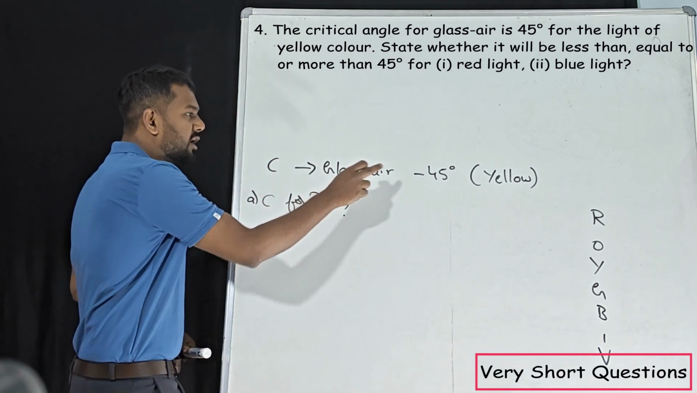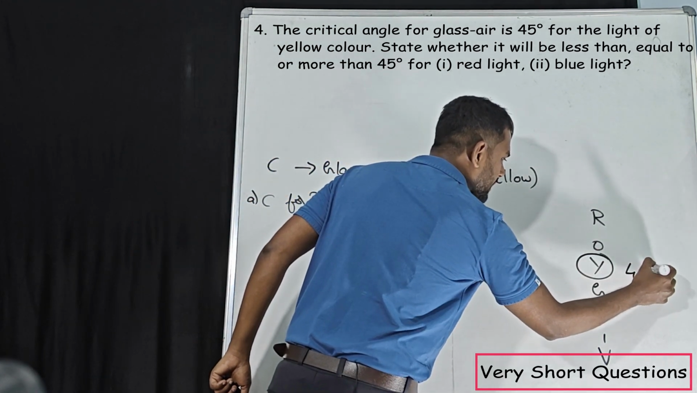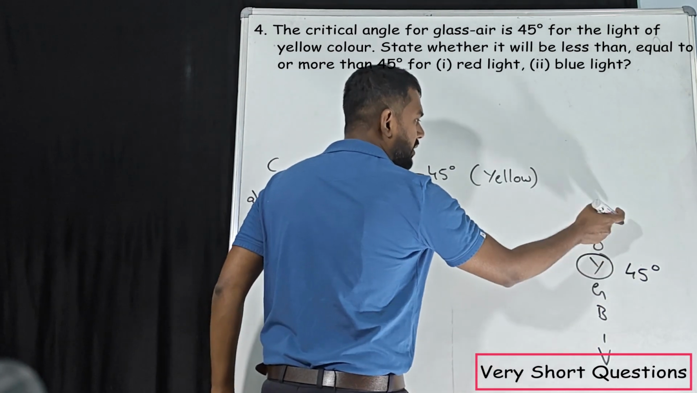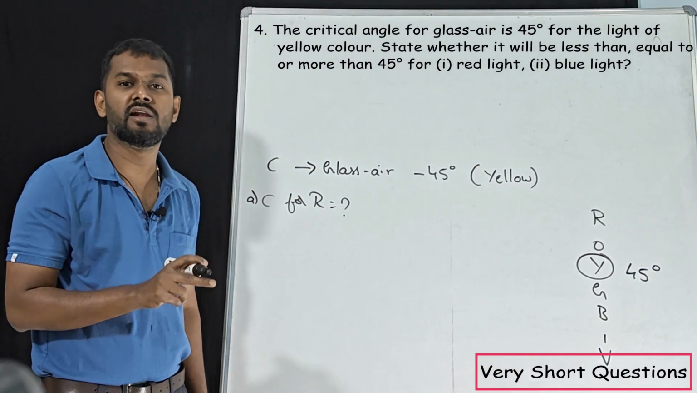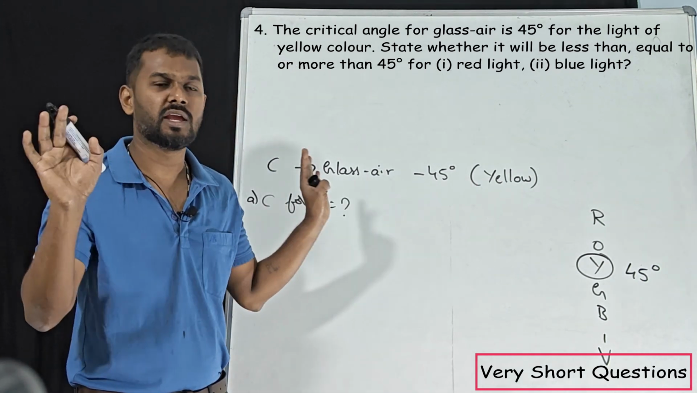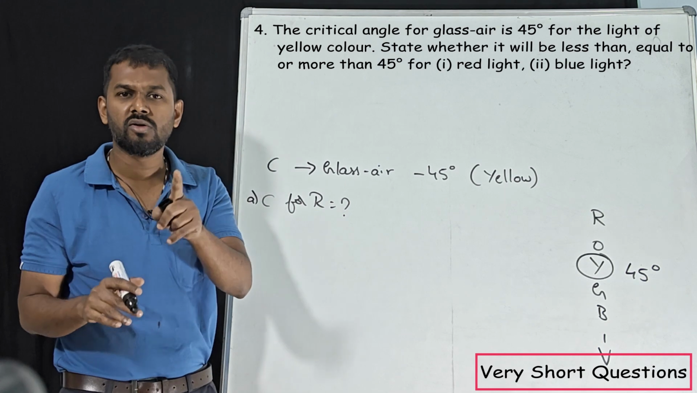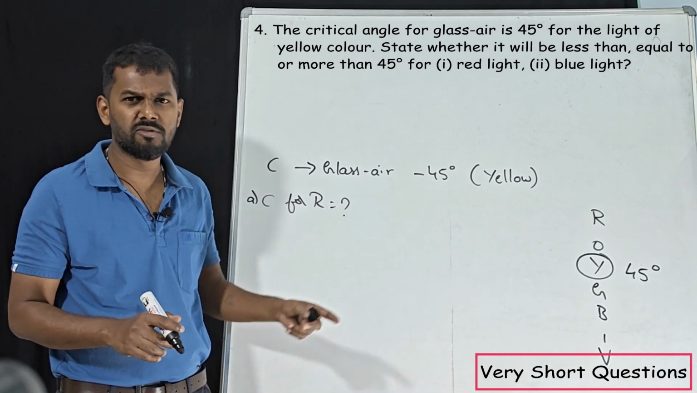So which color are we talking about? Yellow. For yellow the critical angle is 45 degrees. For red it is more than 45. Are they asking what the exact angle is? No, whether it will be more, less or equal. For different colors we know the wavelength will be different and the critical angle will be different.